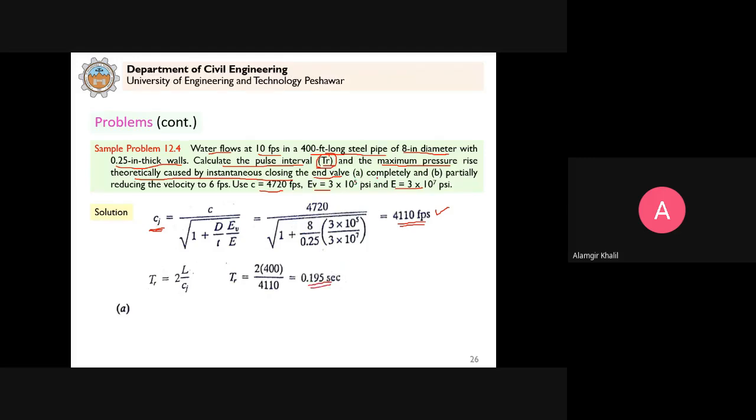Now in A, when you completely close the valve, what is the maximum pressure rise? So when you completely close the valve, this is the formula. We just discussed and derived this earlier. Delta P is equal to rho Cj into V. So just put the values. This is the increase in pressure, and this is in pressure head in terms of feet of water.